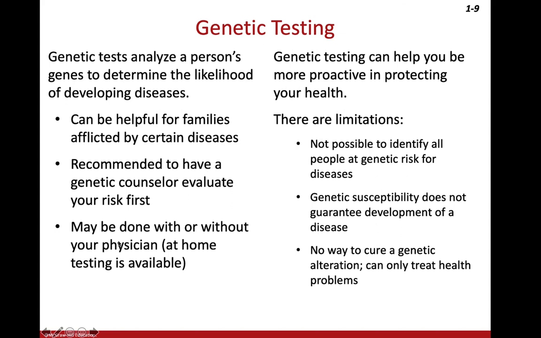Now, genetic testing can also help you be more proactive in protecting your health, but once again, you need to consider some of the limitations that may exist with genetic testing. It's not possible to identify all people at genetic risk for diseases. Genetic susceptibility does not guarantee development of a disease, and there's no way to cure a genetic alteration. You can only treat the actual health problem created by the alteration or mutation occurring at the gene level.